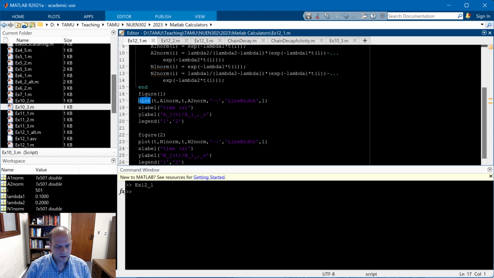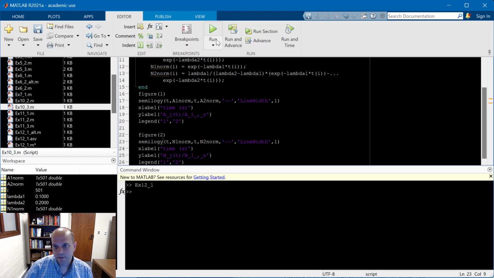But I can more easily visualize the secular equilibrium if, instead of the standard xy plot here, I use a log scale on the y-axis and a linear scale on the x-axis. Do the same thing down here.